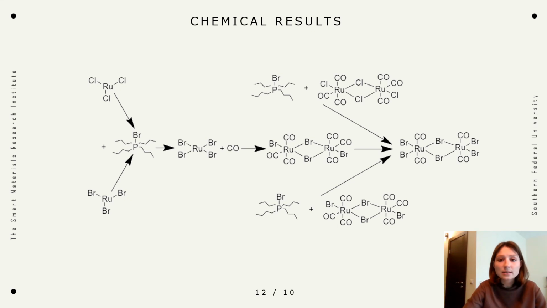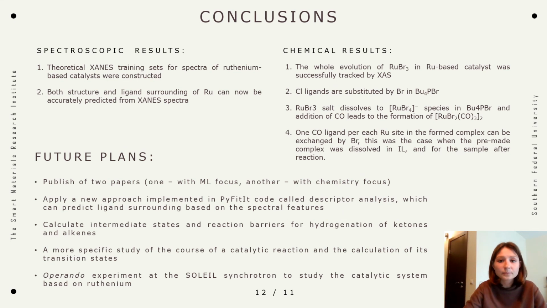As a result, it is summarized in the following scheme for the evolution of the ruthenium catalyst. And as a conclusion on this part, I would like to note that in ionic liquid rich in bromine, the chlorine ligands are replaced by bromine, and when CO is added, ruthenium carbonyl is formed. This slide shows all the conclusions that I mentioned before.